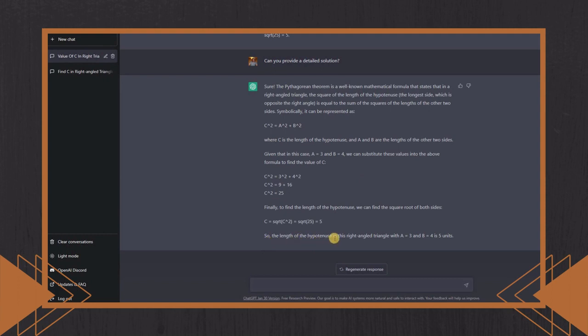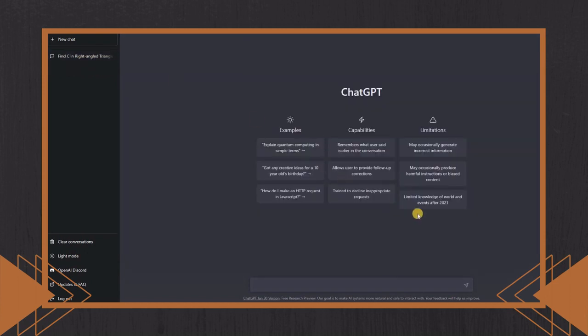And it says, so the length of the hypotenuse in the right angle triangle with a equals 3 and b equals 4 is 5 units. And we know that, as I showed you in the video before, the answer would be 5. So this is really good. So I'm going to cancel this one, and then I'm going to move on to quadratic equation to see if ChatGPT can help me out with the quadratic equation. So let us get right to that one.